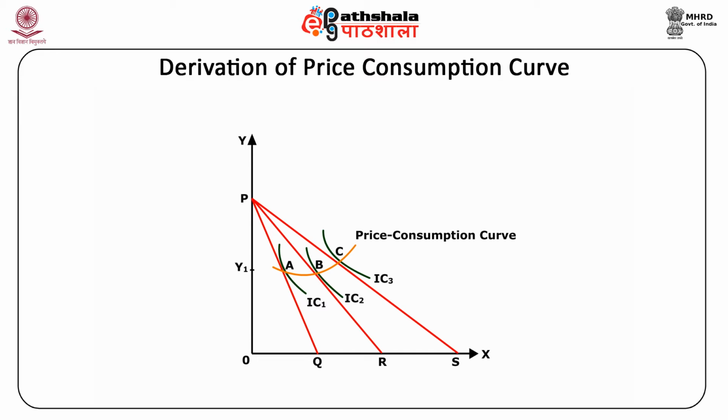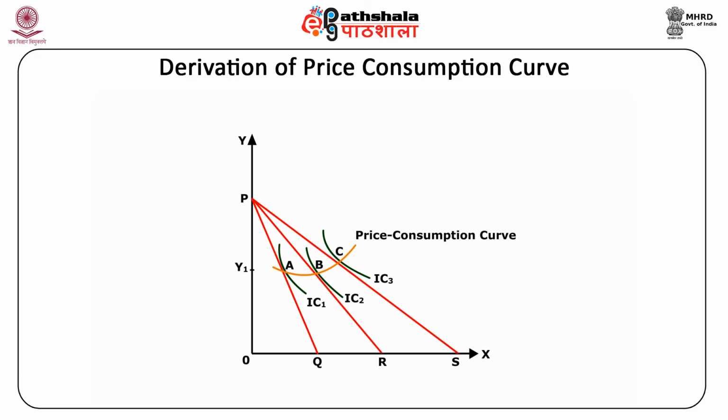If the price of X falls further, the budget line rotates further to PS and the consumer reaches a new equilibrium C on indifference curve IC3. Joining all the successive consumer equilibrium points like A, B and C at various price levels of good X, we get what is called the price consumption curve, PCC, for good X. The price consumption curve for good X is thus the locus of consumers' equilibrium points resulting from changes in the price of good X.